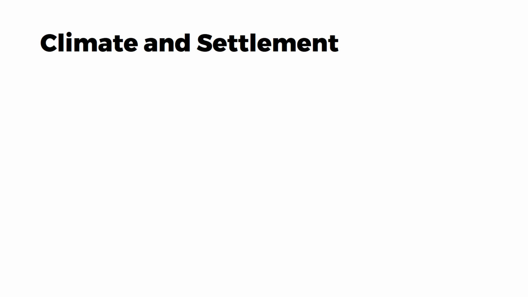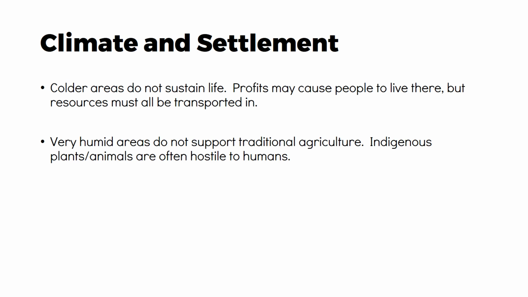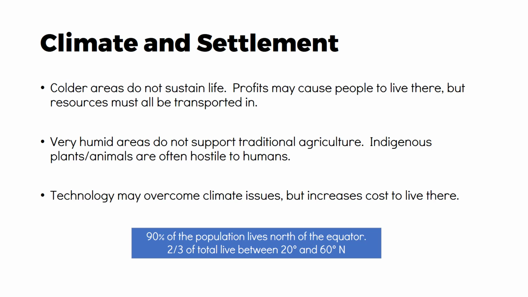Climate is a significant factor. As we saw with our look at biomes, it's hard to sustain life in freezing areas, and hard to grow food as well. Agriculture is very hard in humid areas due to nutrient leaching. There are more poisonous, venomous plants and animals in these regions. We can often overcome climate issues with technology like irrigation or air conditioning, but it increases the cost to live there. We'll look at a map in a moment, but most of the population lives in the northern hemisphere, and about 2/3 live in the mid-latitudes.